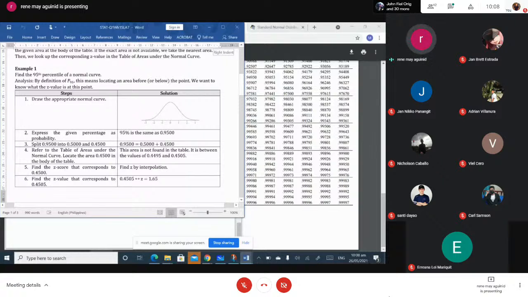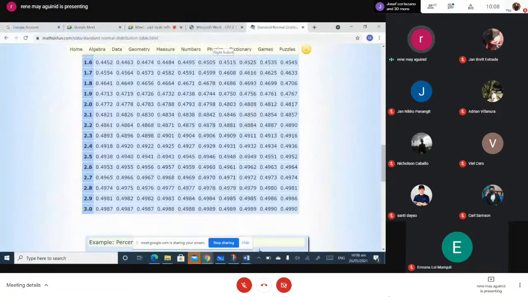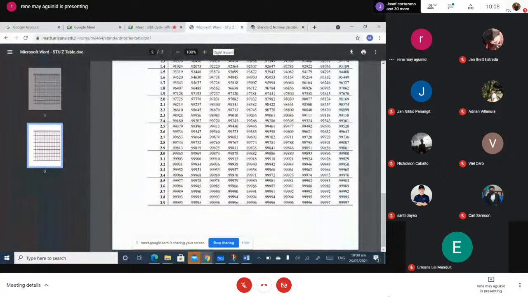Okay, 0.95. Asa dapita makita ang 0.95? Diri ka mangita. 0.93, 0.94, 0.95. Asay pinakaduol sa 0.95? Kani ba siya, or kani ba siya?